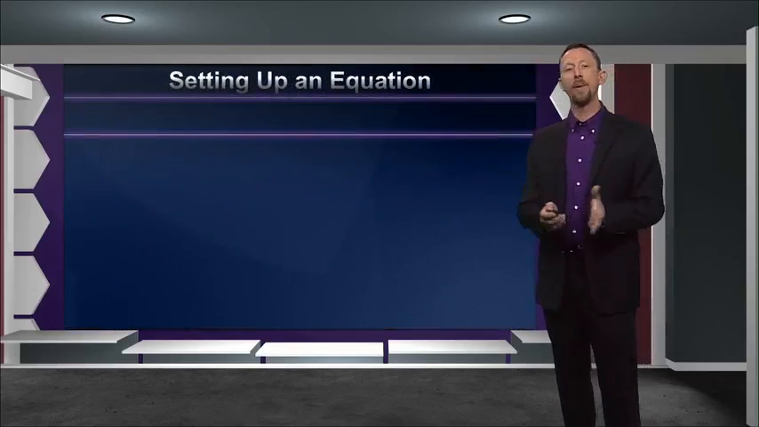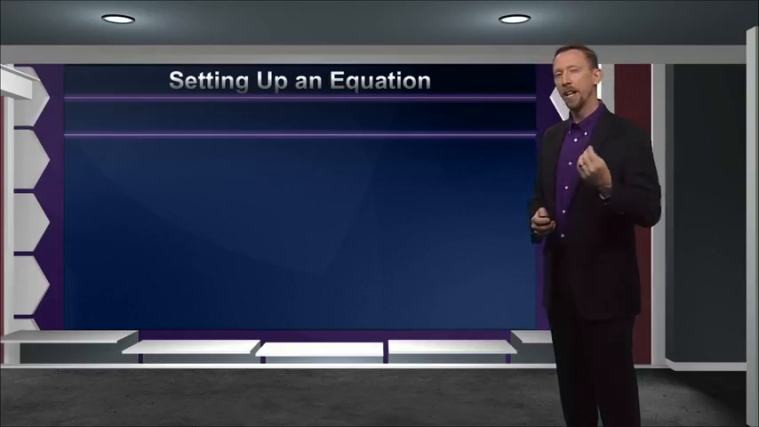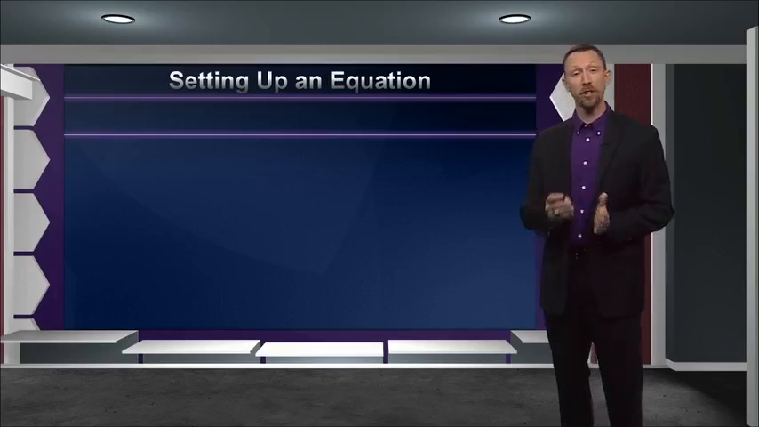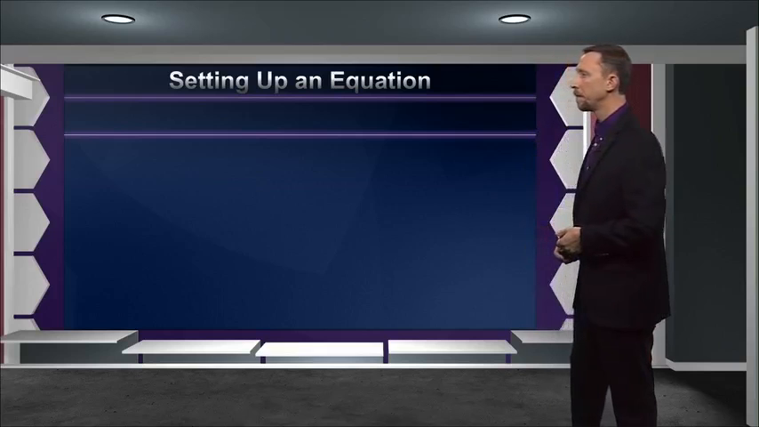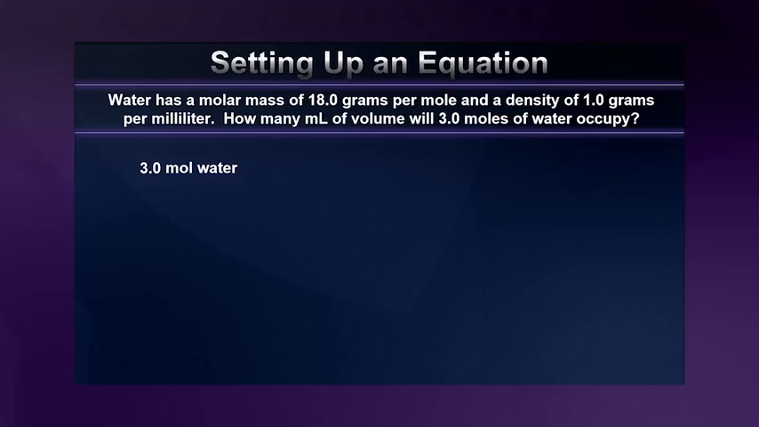Now let's take a look at how we can use some of these factors to solve slightly more complex problems than just converting units. How about this? Water has a molar mass of 18 grams per mole. So a mole of water molecules weighs 18 grams. Now the density of water is 1.0 grams per milliliter. And we'd like to know how many milliliters will be occupied by 3 moles of water.